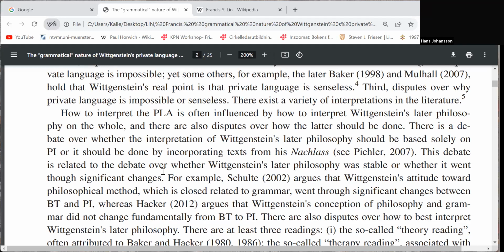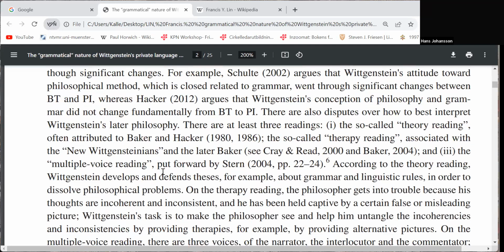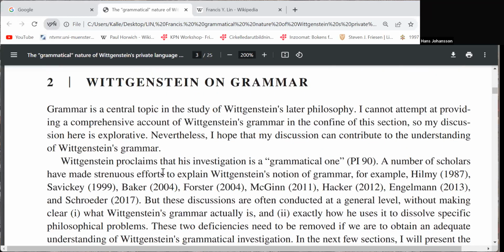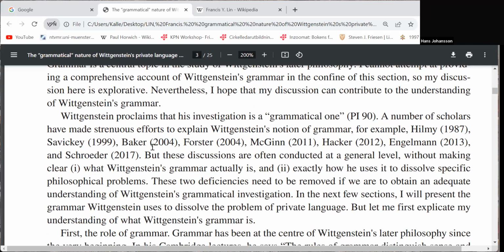And then we go to the next page, the sub-chapter Wittgenstein on grammar. What Lin here means is that Hilmi, Baker, Hacker, all of them I read, are missing the point. And on the 5th line on the 2nd paragraph under the new chapter: But these discussions are often conducted at the general level, and that is a very good hint. They generalize too much, so it doesn't mean anything. And we learn that this is the way of doing generalization, universalization, globalization, and so on.